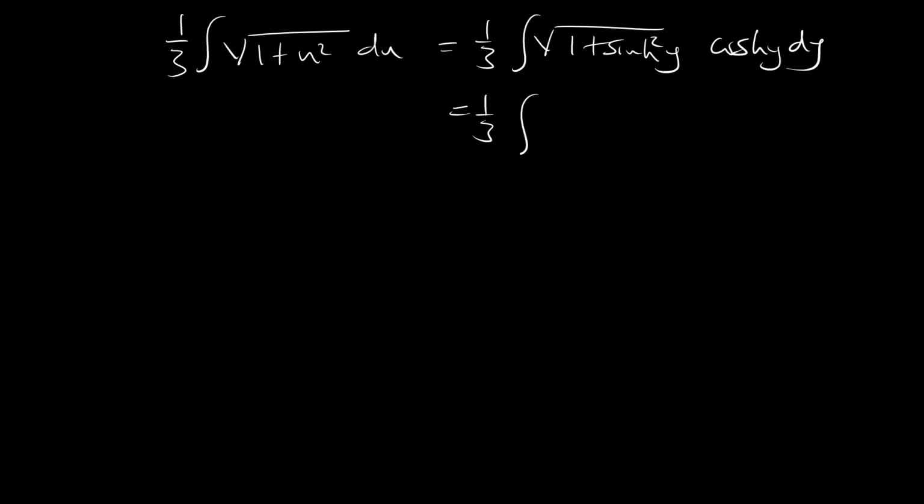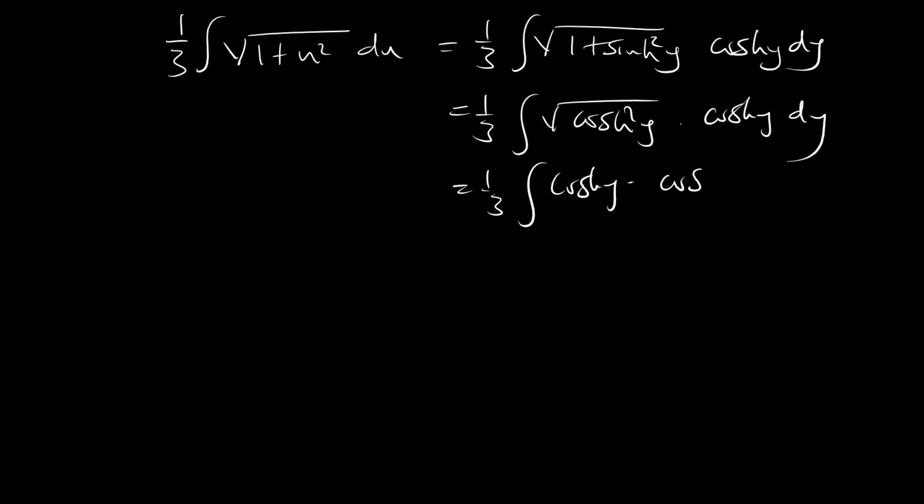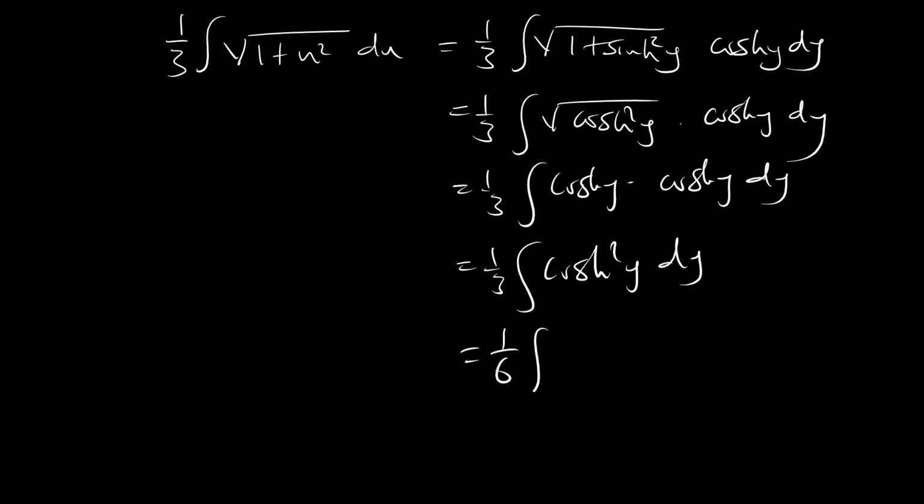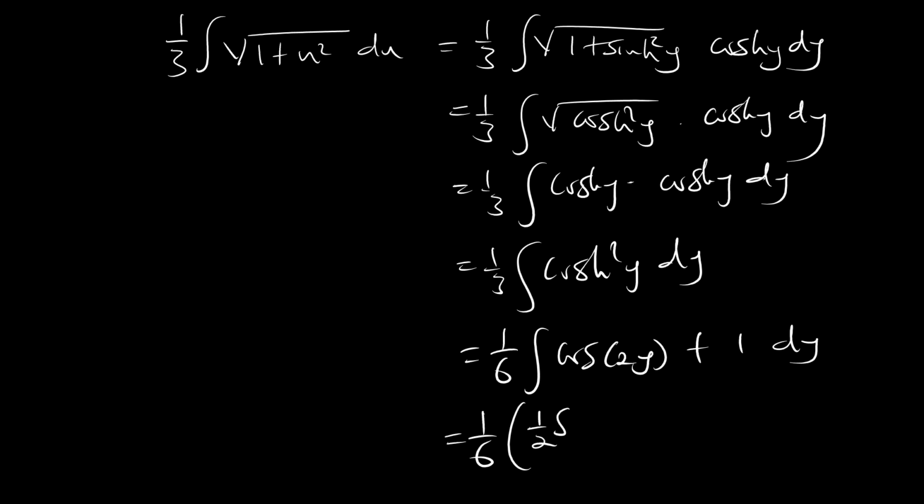So this is a third. We get cosh squared y, cosh y, which is a third integral of cosh squared y dy, which is also 1 over 6 cosh of 2y plus 1, which now can be integrated into a sixth, a half sinh of 2y plus y, plus the integration constant.